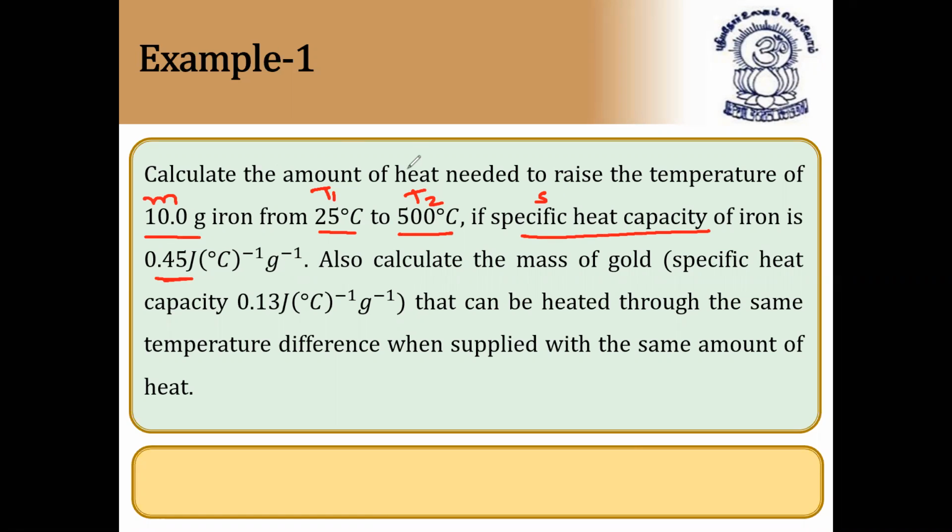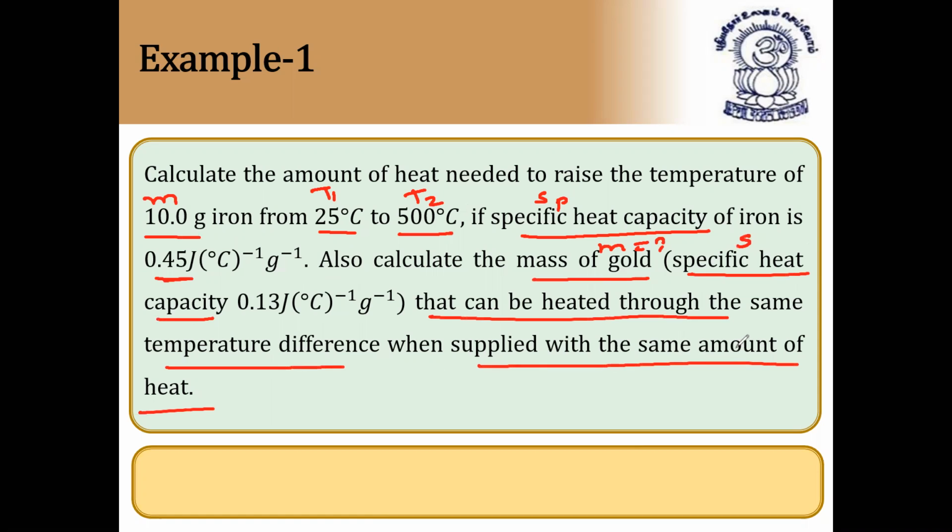Then what is the amount of heat needed? So we have to find it. They have given specific heat capacity of iron, and it is constant pressure actually, because we can say SP, since pressure is not given. Also, calculate the mass of gold. Second one, we have to find mass. Specific heat capacity of gold is given, that can be heated to the same temperature difference when supplied with the same amount of heat. So whatever the heat given in the first one, same heat is given. So let us solve this numerical now.